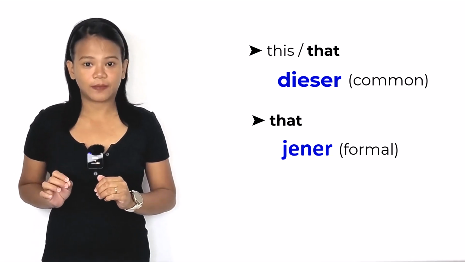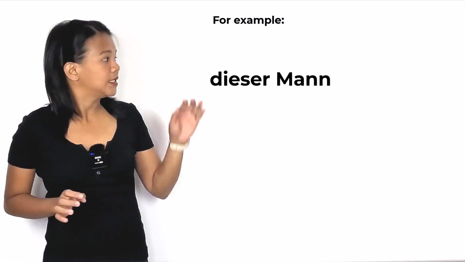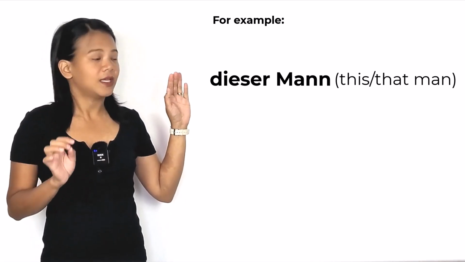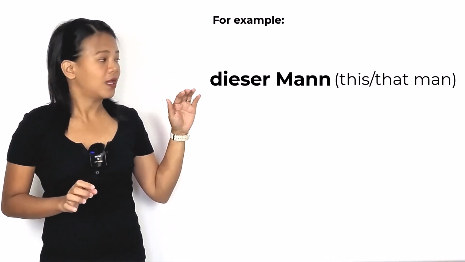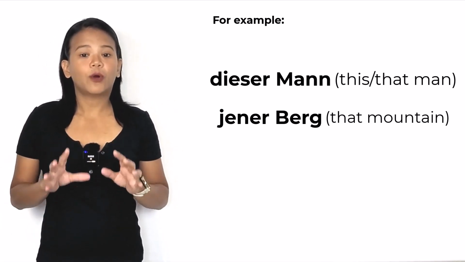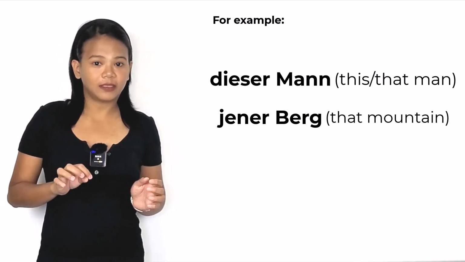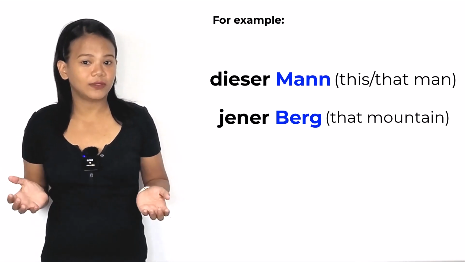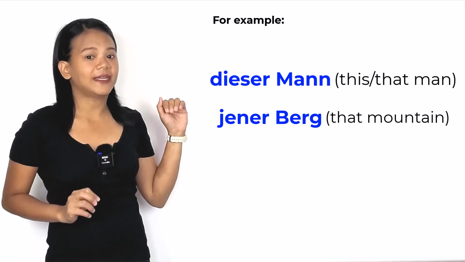everyday speech. For example, dieser Mann, this or that man. Jener Berg, that mountain. Both Mann and Berg are masculine, that is why we use the forms dieser and jener.